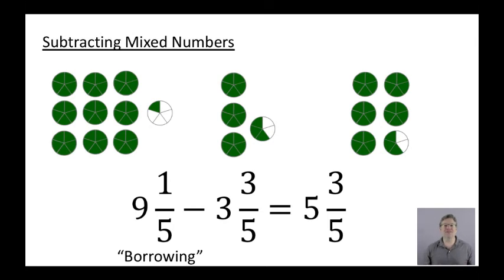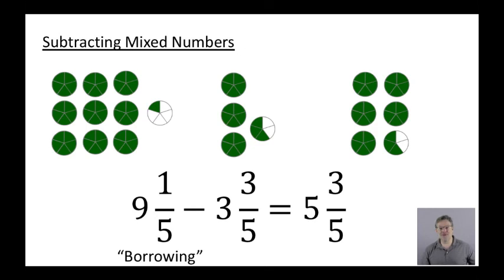So what we have to do is something similar to the process of borrowing when we subtract numbers. We have to take one of these whole pizzas and actually divide it up so that instead of one whole, it's actually, in this case, 5/5, which means that 9 becomes 8 and 1/5 becomes 6/5. So 8 and 6/5 minus 3 and 3/5 becomes 5 and 3/5. So that borrowing takes place so that we're able to do that subtraction of fractions.